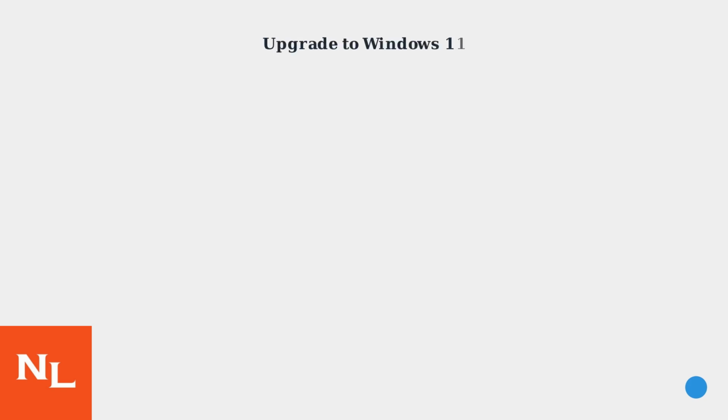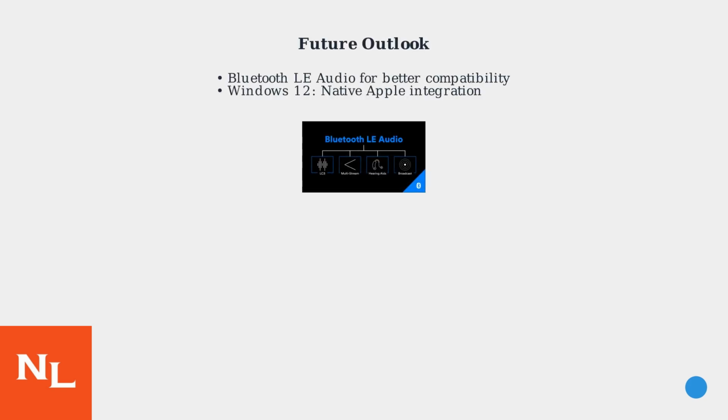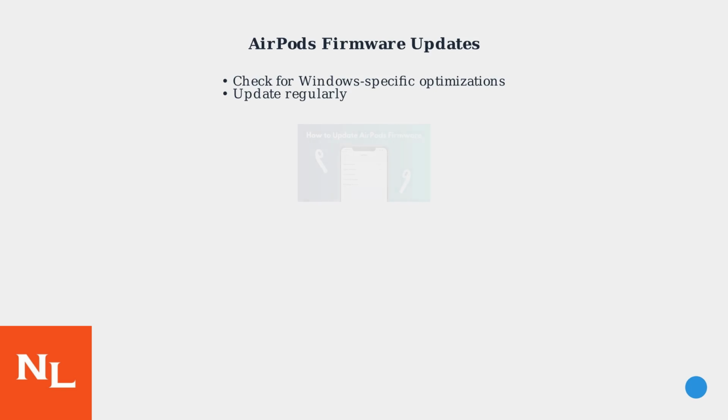If you continue to have connection issues, consider updating your system to Windows 11 to utilize built-in fixes like the Bluetooth Pairing Assistant. The future looks promising with Bluetooth SIG's LE audio aiming to reduce latency and improve Windows compatibility. Windows 12 is rumored to have native Apple device integration. Monitor AirPods firmware updates, as these may include Windows-specific optimizations.